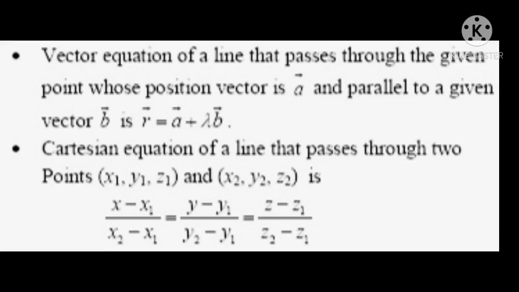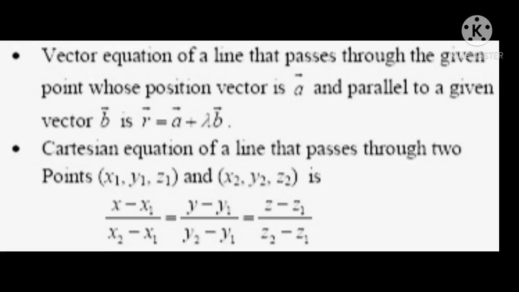Okay, so see, it is given x minus x1 divided by x2 minus x1. Just remember it for now: (x minus x1) divided by (x2 minus x1) is equal to (y minus y1) divided by (y2 minus y1) is equal to (z minus z1) divided by (z2 minus z1). So what is this z1, z2 and z?